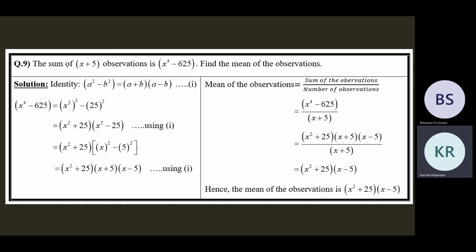The sum of 10 observations is 480. So the sum is 480. The number of observations is 10. So it is x to the power 4 minus 625 divided by x plus 5. So this we already factorized here. So write out this one, divided by x plus 5, cancels and this is the answer. So the mean is x squared plus 25 into x minus 5.